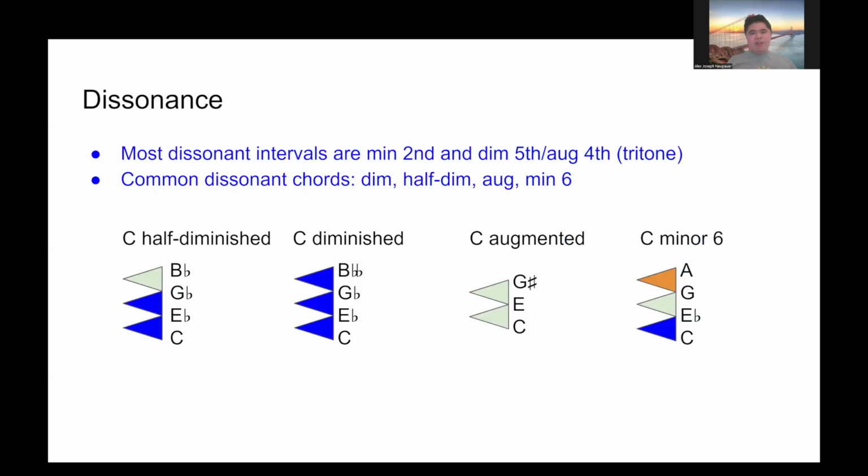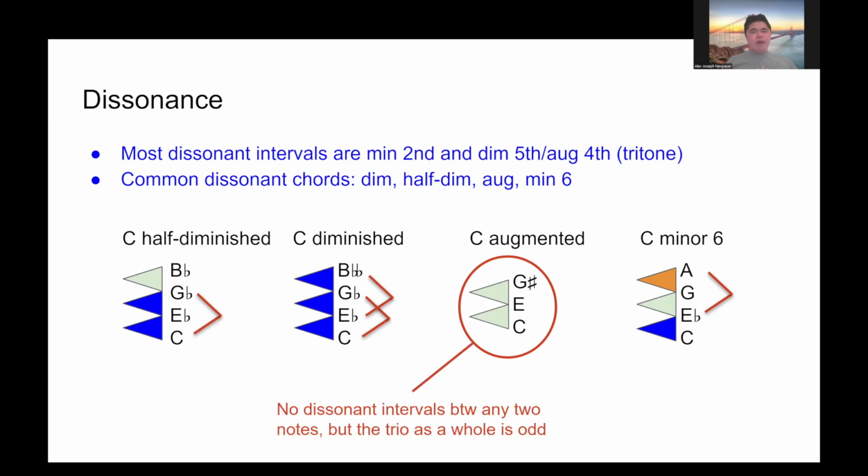I do need to step aside and mention how we create dissonance, and the importance of this will soon become clear. The most dissonant intervals are minor seconds and tritones, also known as diminished fifths or augmented fourths. And from that, we can find some common dissonant chords: the diminished, the half diminished, the augmented, and the minor sixths. A lot of these contain tritones, which I've shown in the red carets. However, this chord, augmented, doesn't have any of those dissonant intervals. In fact, it's just made out of thirds. Even though there are no dissonant intervals between any given pairs of notes in this chord, the three notes together sound strange.